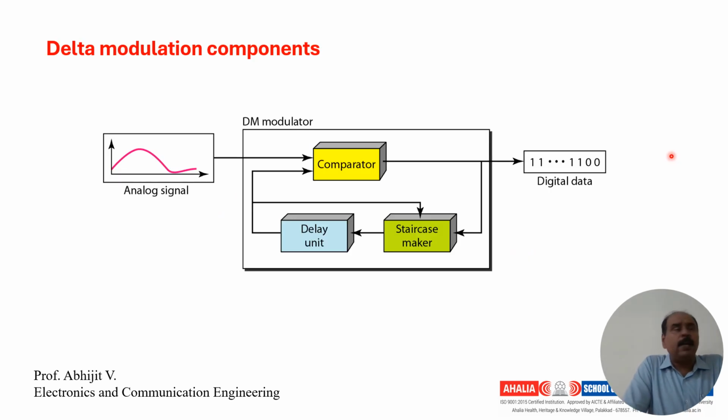This is a block diagram of a delta modulation system. You have an analog signal which you give to a comparator, and you have a staircase maker here. The staircase will give you an output like this.